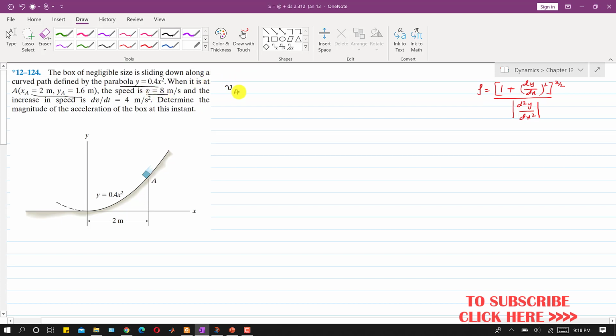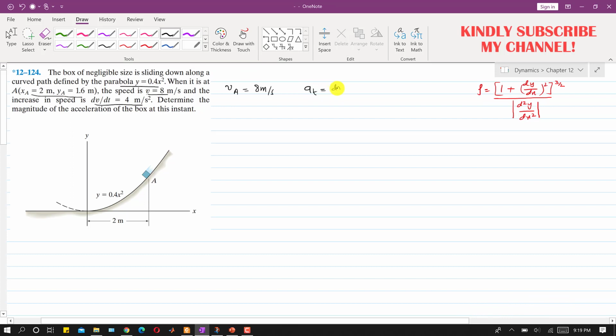So we can say that the velocity at point A is 8 meter per second, and there is an increase in the speed at this rate. So we are given dv by dt. This is the tangential acceleration, which is dv by dt, and this is given as 4 meter per second square. And it is said to determine the magnitude of the acceleration of the box at this instant. So at this particular point we have to find the magnitude of the acceleration.